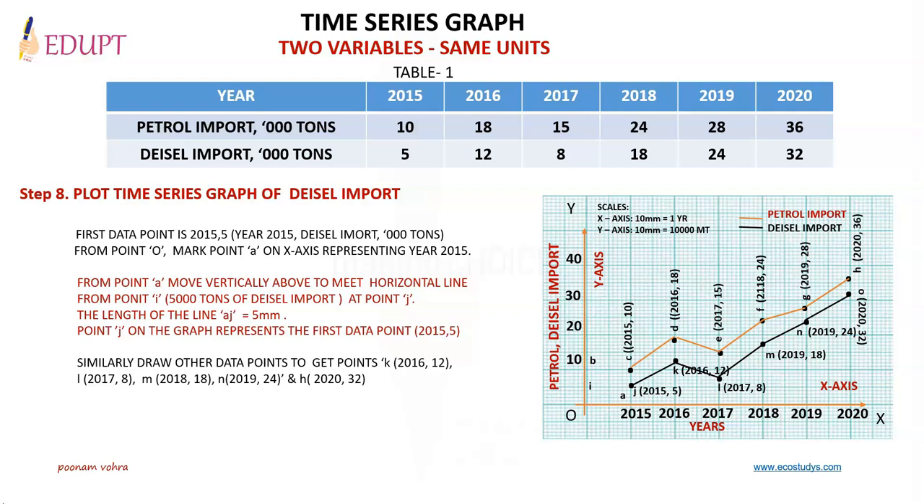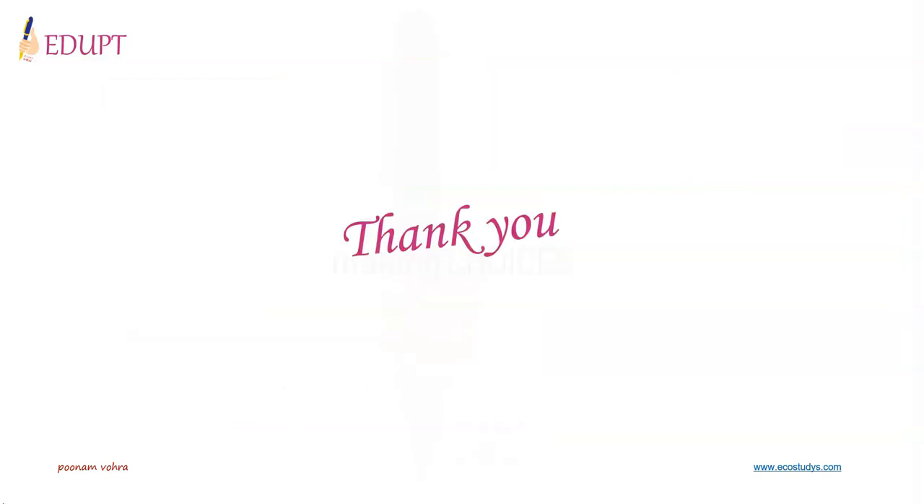So, in this manner, it is possible to show more than one variable on one graph with the same units. I hope you have understood how a time series graph can be made when there is more than one variable having the same units. Next time we shall discuss how to plot a time series graph with more than one variable but units of measurement are different. Till then, keep learning and keep practicing.